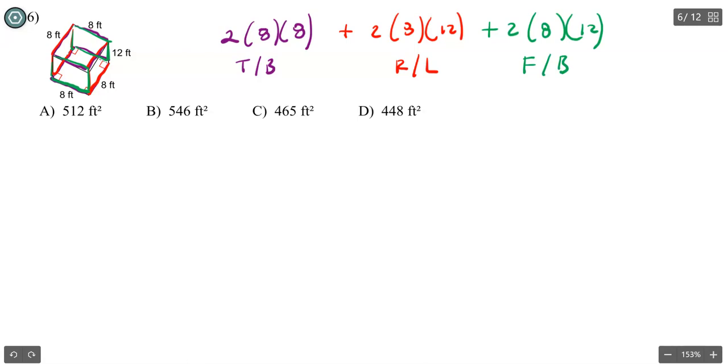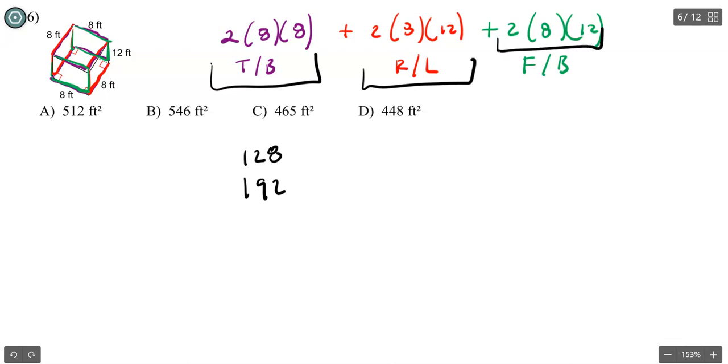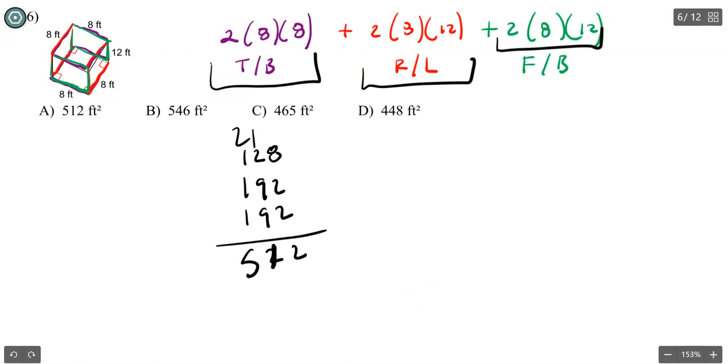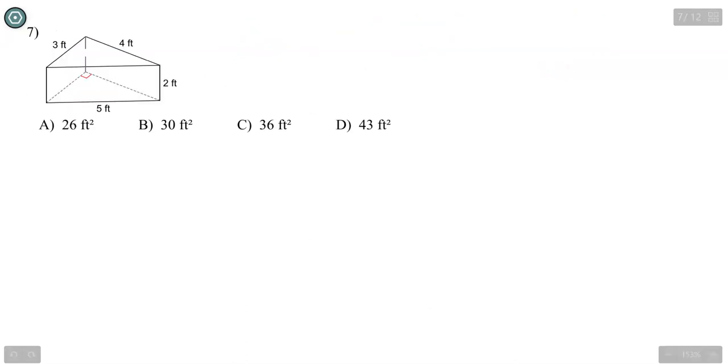Let's crank out all these numbers. I might be able to do this one in my head. Right here we're looking at 2 64s. That's 128. Then we have 2 96s. That's 192. And then we have two more 96s, so another 192. So 8 and 2 is 10, that's 12. Carry the 1, 13, 12, 21. Carry the 2, 5, 12. The correct answer is A.